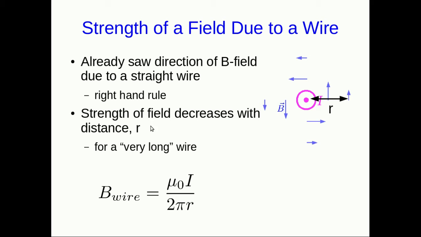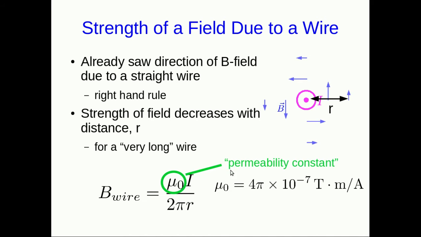This mu naught is another universal constant. It's called the permeability constant, and it is 4 pi times 10 to the negative 7 with these units. Note, it's exactly 4 pi. That's kind of curious, but for your purposes, you'll most often just want to use it as about 1.26 times 10 to the negative 6 Tesla meters per amp.